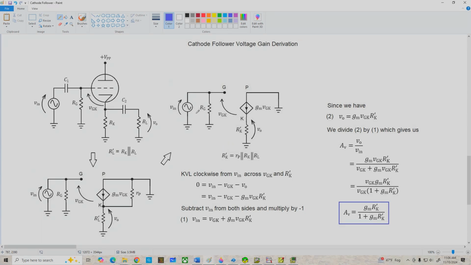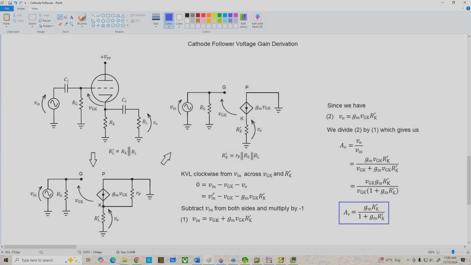And with that circuit reduction done, we'll now write the KVL equation starting here at Vin, where we have 0 equals Vin minus VGK minus Vout. That's shown here. And of course we know that Vout is equal to GM times VGK times R prime K, so we substitute that in.